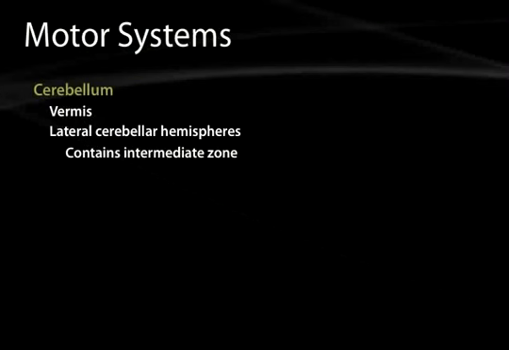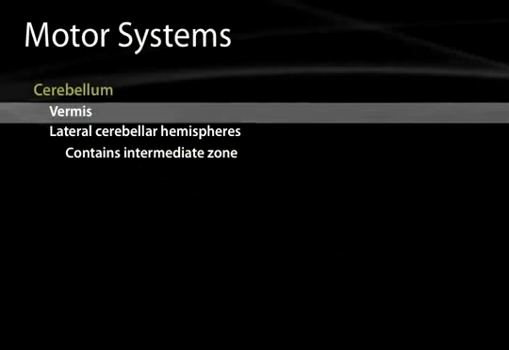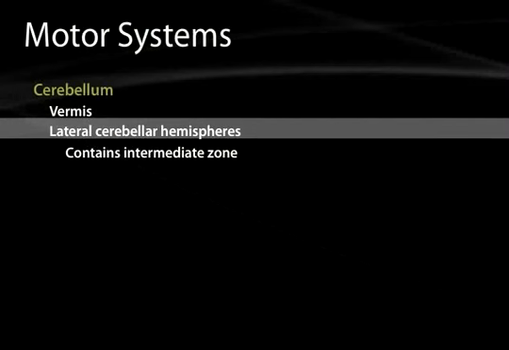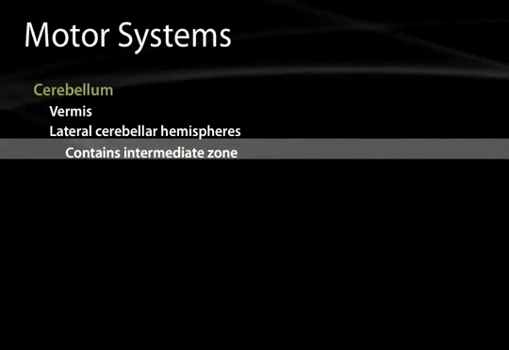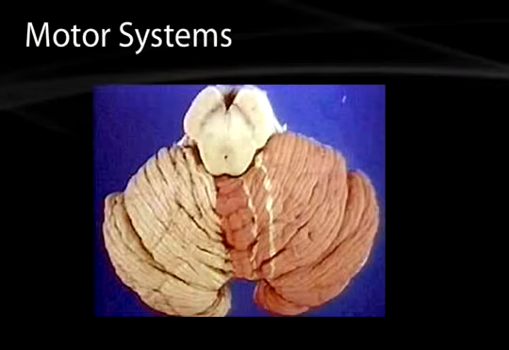The cerebellum is divided mediolaterally from the vermis to the lateral cerebellar hemispheres. The lateral cerebellar hemispheres contain the intermediate zone. Here's the way that it is divided.